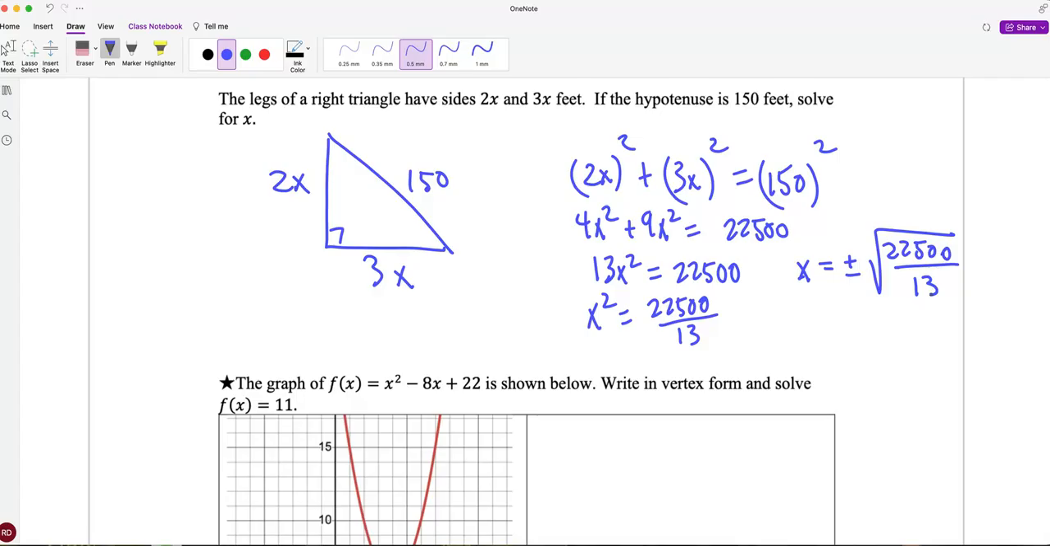You could leave the answer. So if I look at this, this x value can only be positive, even though algebraically I get two answers. Then in this one, the only answer I'm going to get is the square root of 22,500 over 13 feet. That's my exact answer. You could approximate it with your calculator.